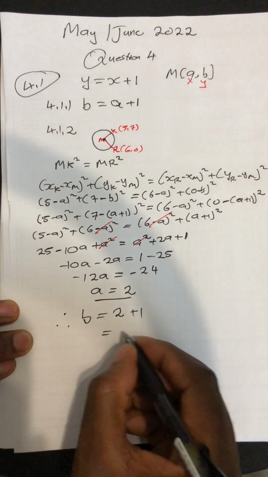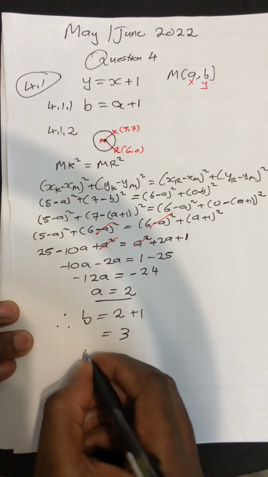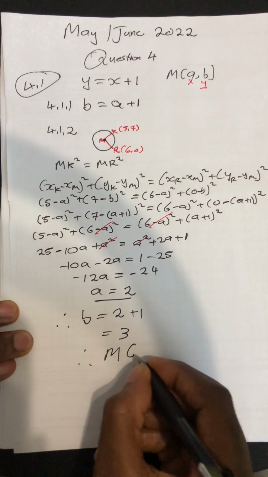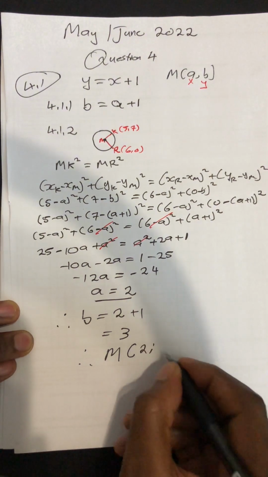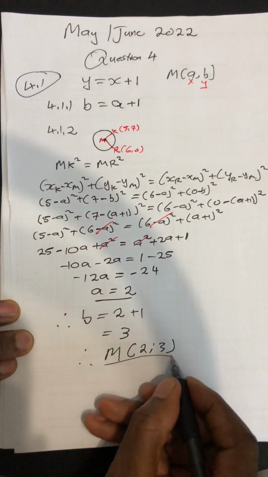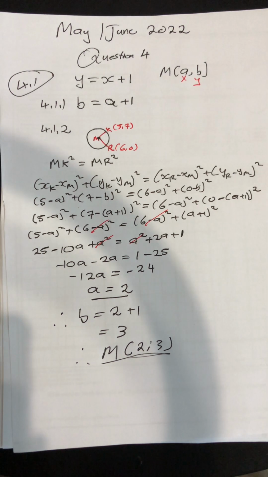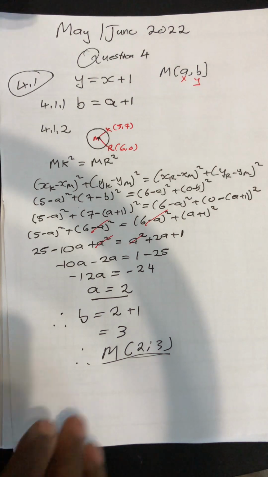You find that b is equal to 3. Therefore, m is (2, 3). We know the center of the circle now. The center of the circle is (2, 3). So this is how we answer that question. It was easy, 5 marks. I believe you are following and understanding what we are doing here.